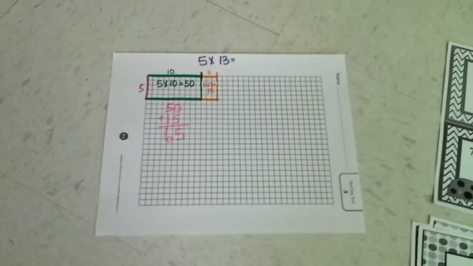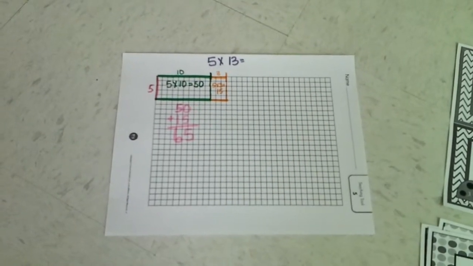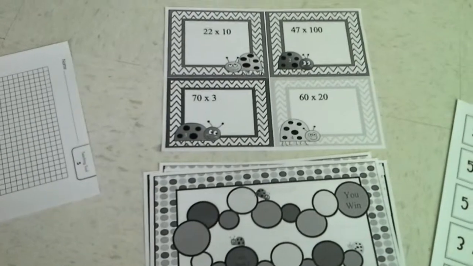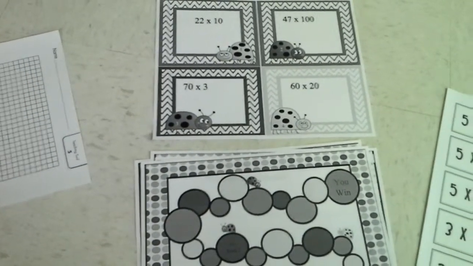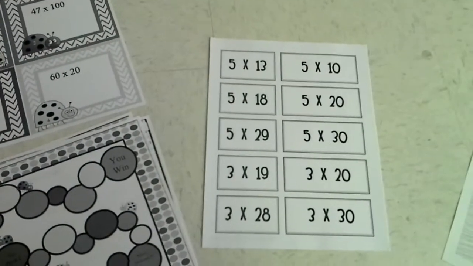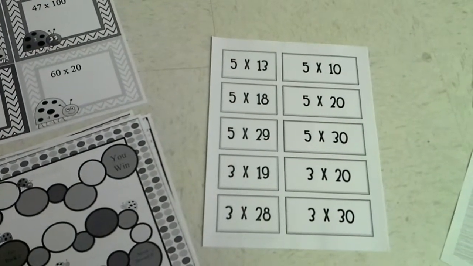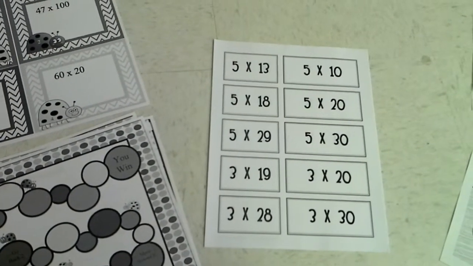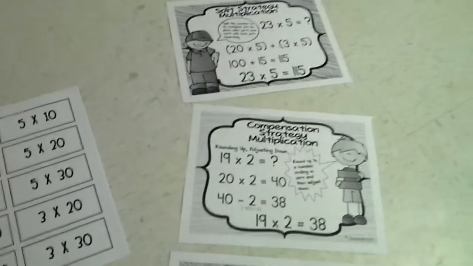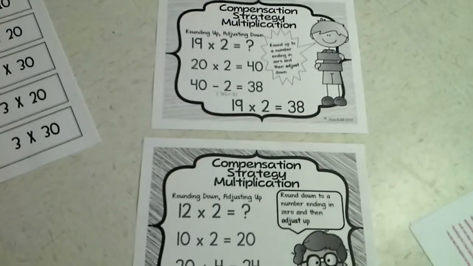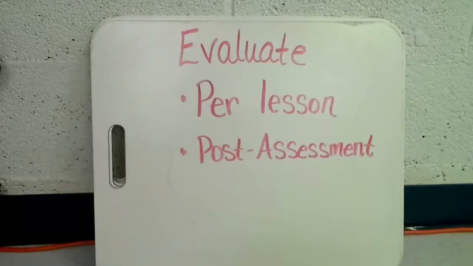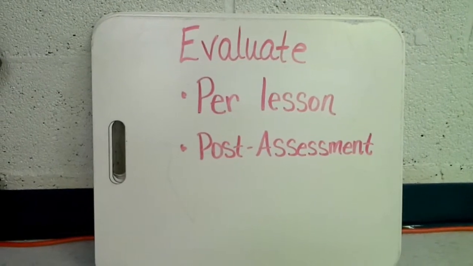Here I will bring in grid paper to show them how to use it as an array and break apart. I have games to show them how to multiply by multiples of 10 and 100. There's a matching game for estimating and rounding. And then for some of the harder concepts, I have some posters that they will cut and glue and put into their interactive notebook. The last step is to evaluate.